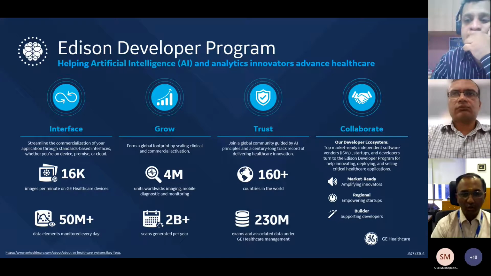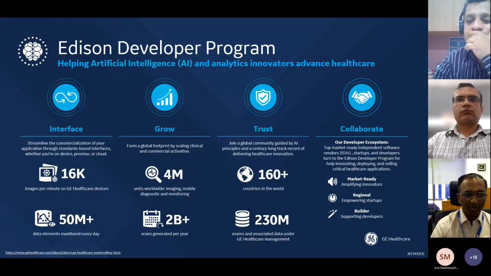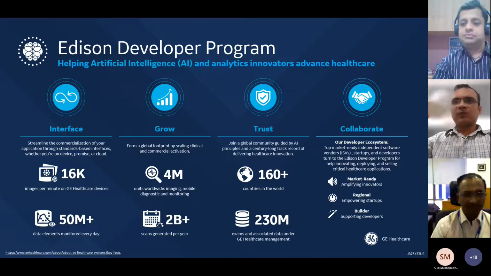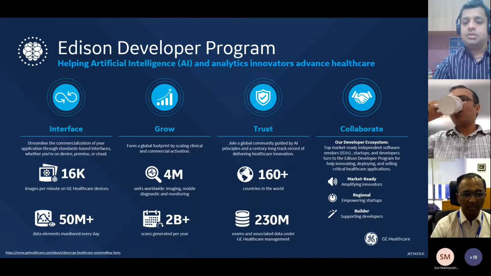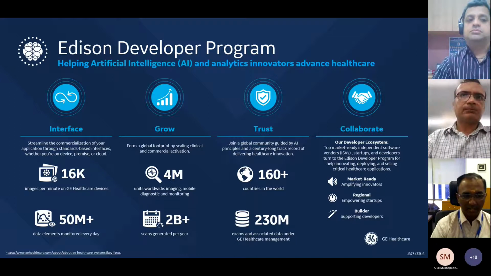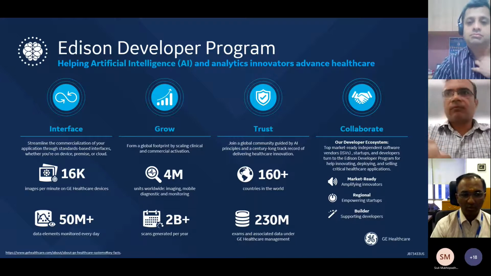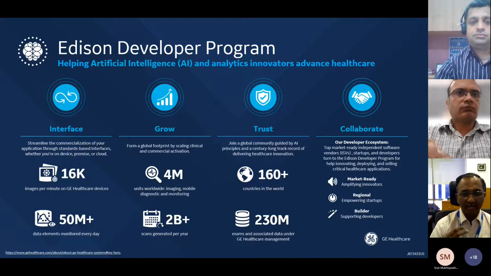So obviously you have a huge variation of data which you can get over a period of time. And we also have a lot of volume. As we speak, every minute, somewhere in some part of the world, there are 16,000 images being generated on GE Healthcare equipment. And every year we do more than 2 billion scans on GE equipment. So all this provides us the kind of experience required to build the kind of applications we were referring to on the previous page.